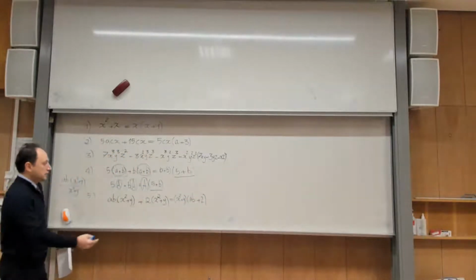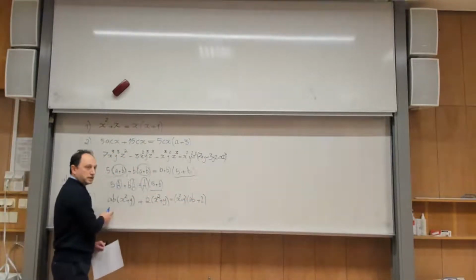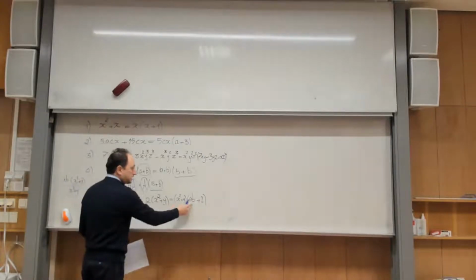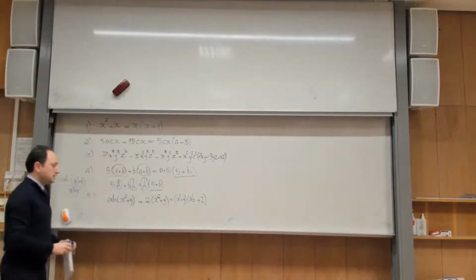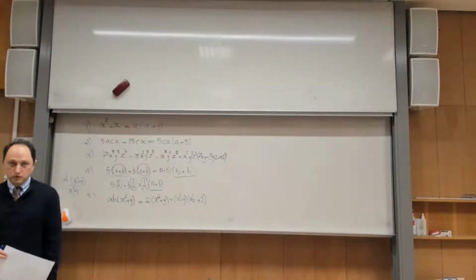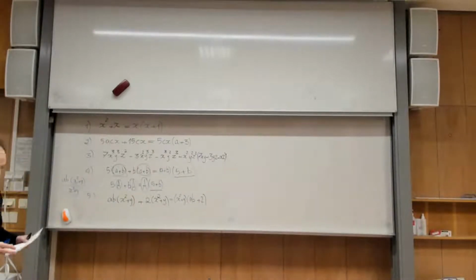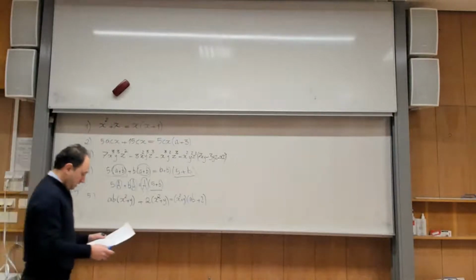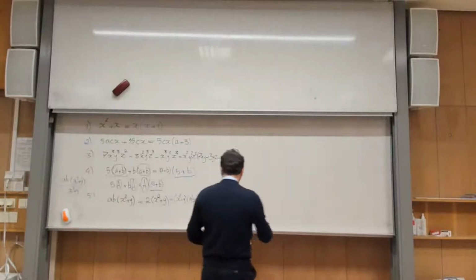Why? First of all, it is equal to the expression that I had, and then it is in the form of a product. It is the product of x squared plus y and AB plus 2. Yes? Okay. So let me take this one into account. So what do you think about this?